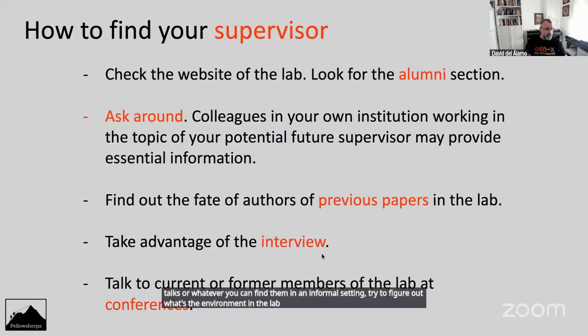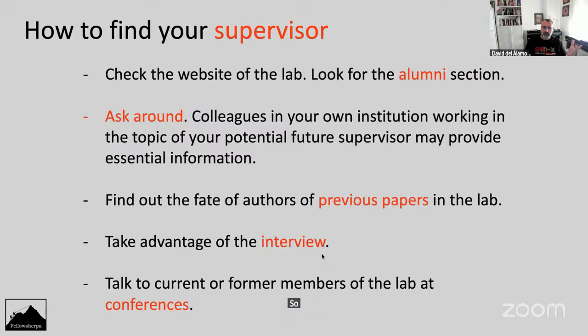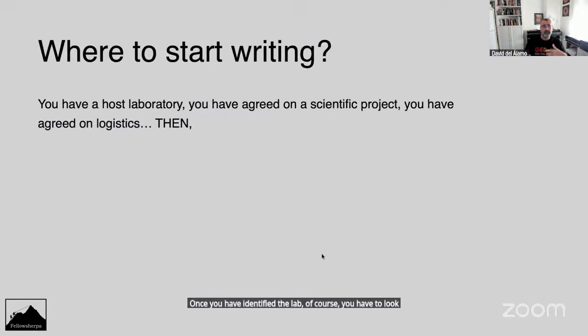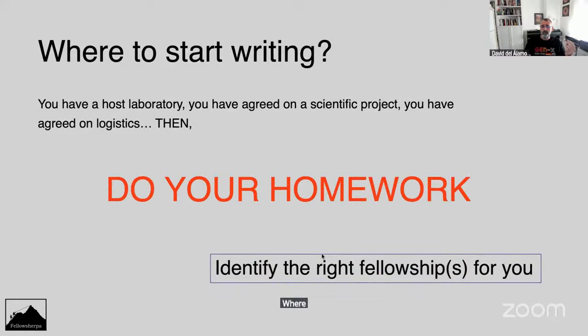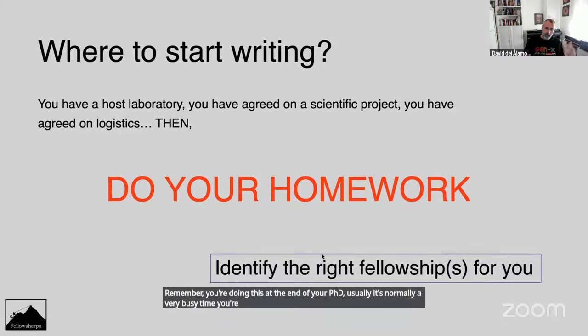So once you have identified the lab, of course, you have to look for a fellowship. Where do you start? Well, you have to start doing your homework. You have to identify the right fellowship for you. This is the first step. Remember, you're doing this at the end of your PhD. Usually, it's normally a very busy time. You're writing your PhD. You are trying to find a new lab to go to.